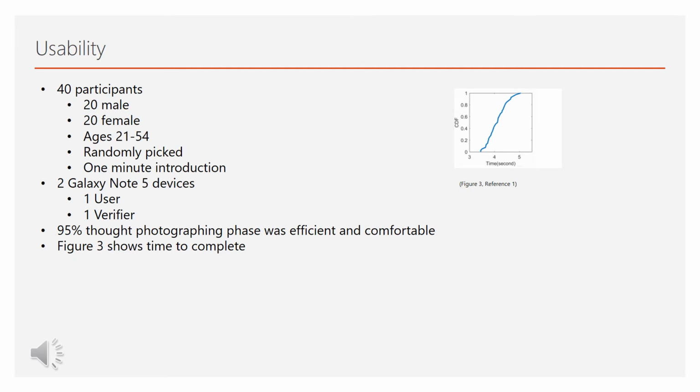The writers conducted another experiment to test usability. There were 40 participants, 20 male and 20 female. The age range was between 21 and 54. The participants were randomly picked. The participants were given a 1-minute introduction to the ABC protocol system. There were 2 Galaxy Note 5 devices used, 1 user and 1 verifier.